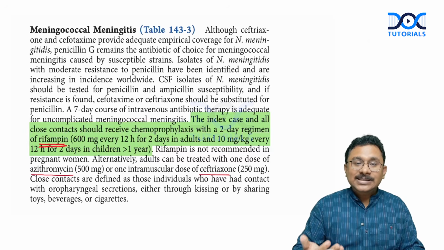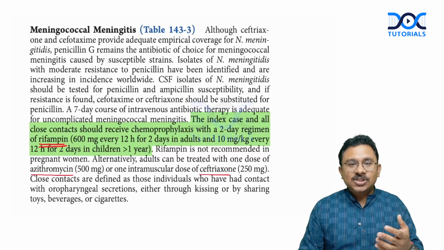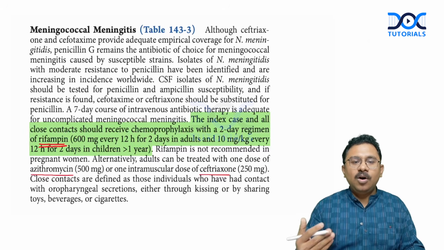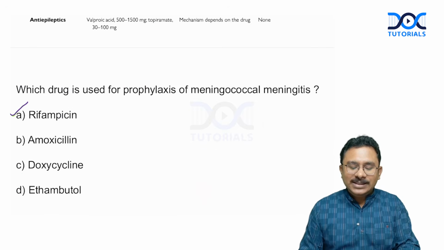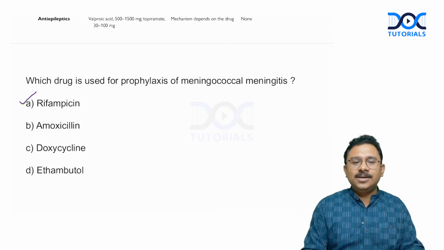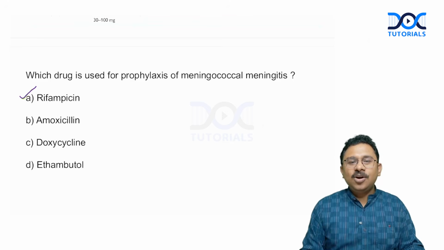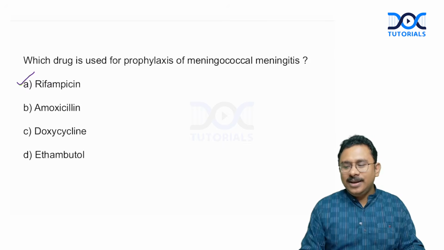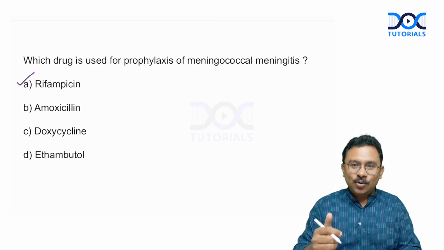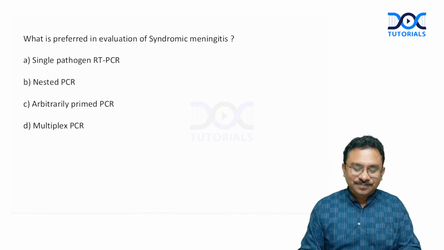As per recent literature, the intramuscular dose of ceftriaxone is more effective than oral rifampicin in the prophylaxis of meningococcal meningitis. But in this particular question, the examiner has not troubled us, and they have just put the option pretty straightforward. The answer is going to be rifampicin. Okay, right. Let's go to the next question.